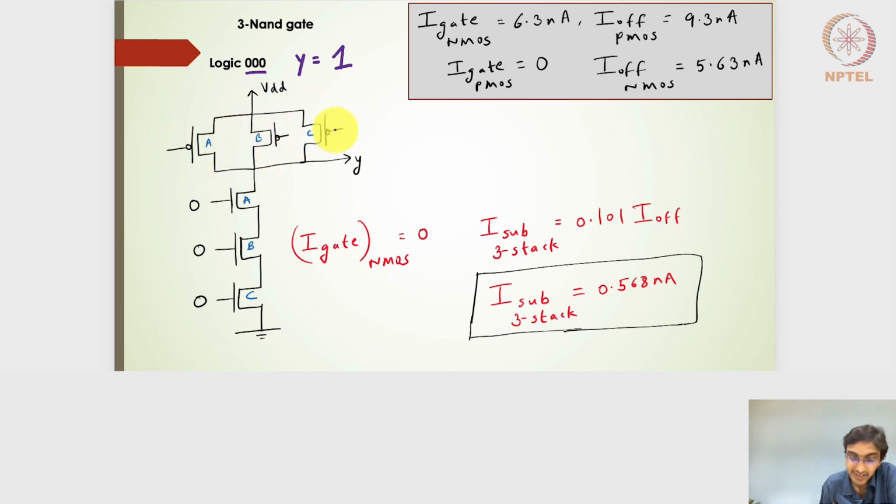There will be the 3 gate leakage current, but we know that the gate leakages of the PMOS transistors are very, very negligible, so we are going to ignore that. For the 0, 0, 0, all the 3 transistors are off, so the subthreshold leakage current will be nothing but 0.101 of the I off current, as we had seen in the previous lecture. Gate leakage current, because all the transistors are off, so we will not have any gate leakage current. So the subthreshold 3 stack current will be the total leakage current coming for this particular logic. So it turns out to be 0.568 nanoamperes.